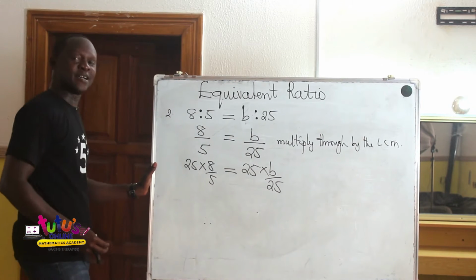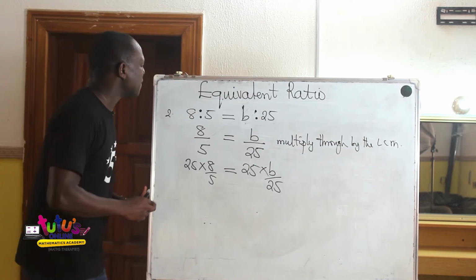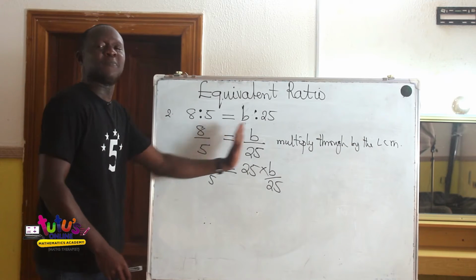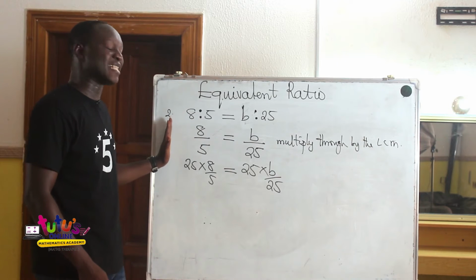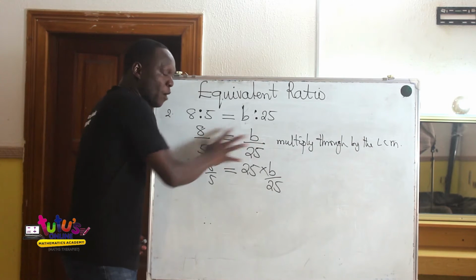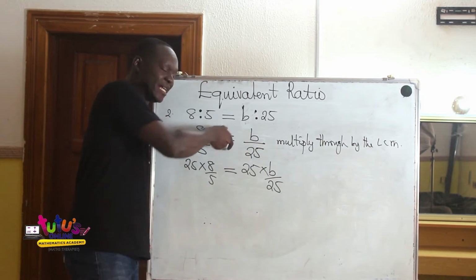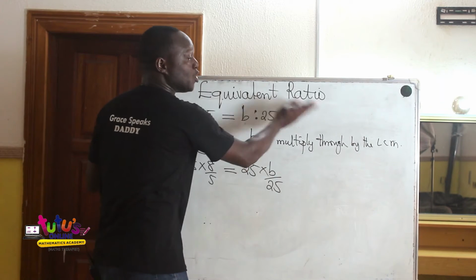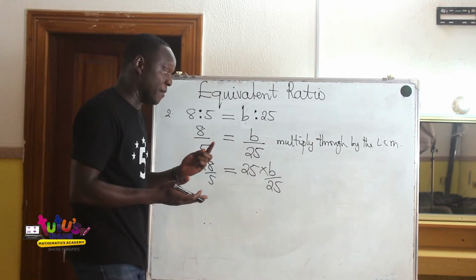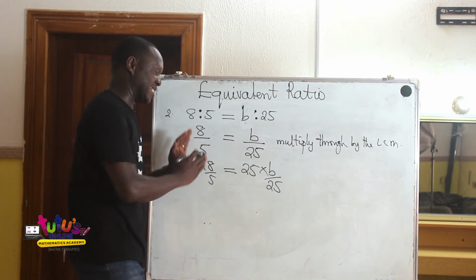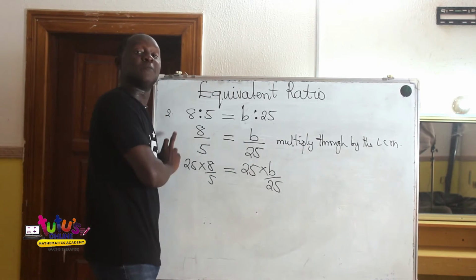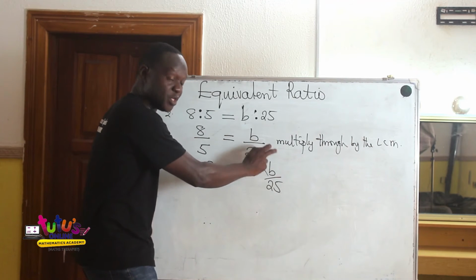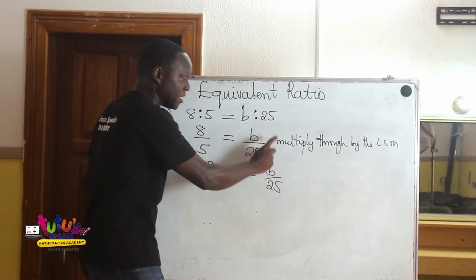Now some of you will ask, why are we multiplying both sides by 25? Why don't we just multiply one side by 25? It's because anything you do on one side of a problem that has an equality sign, you must do on the other side to make them the same. Remember, this side is equal to this side. So if you're adding 1 here, you must add 1 here. If you are multiplying by 2 here, you must multiply by 2 here. If you are dividing by 3 here, you must divide by 3 on this side.